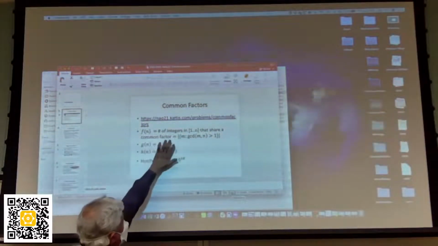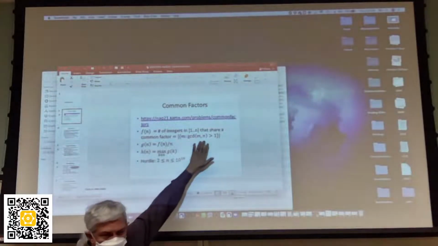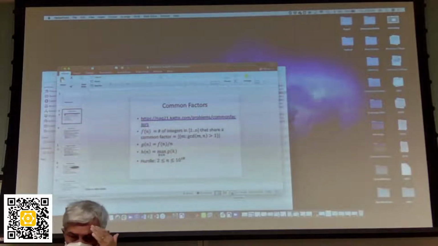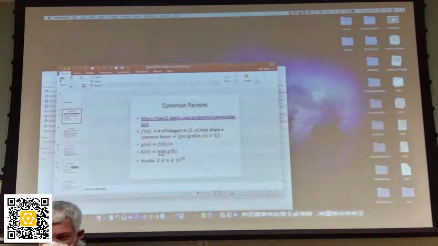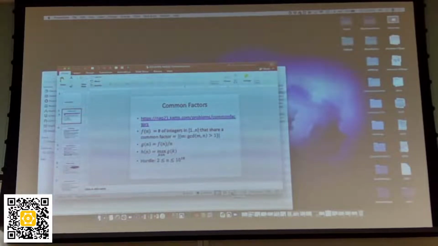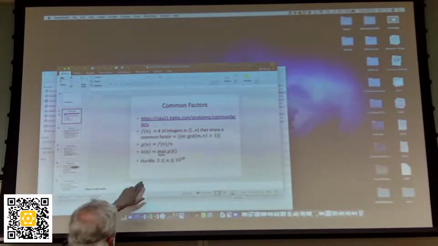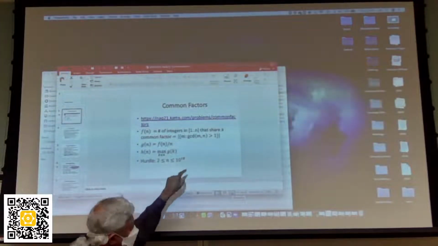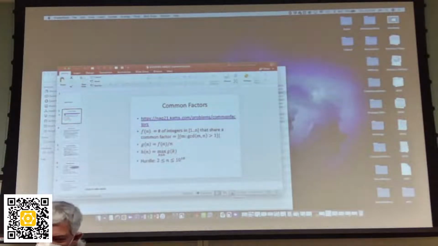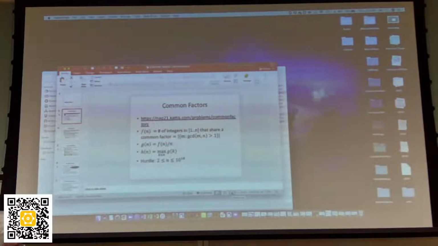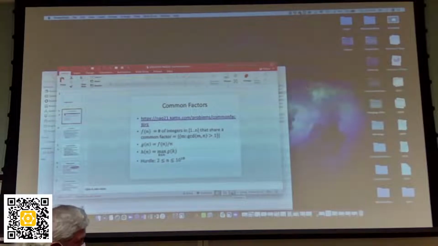Now, anything that has a common factor with n, it means the GCD must be bigger than 1. It also means that one of the prime factors of n must be common with that number, right? So that's something we're going to use. But in reality, we needed to find this h of n, which is the number k that has the largest g value. Okay, that's really what we were needed to find.